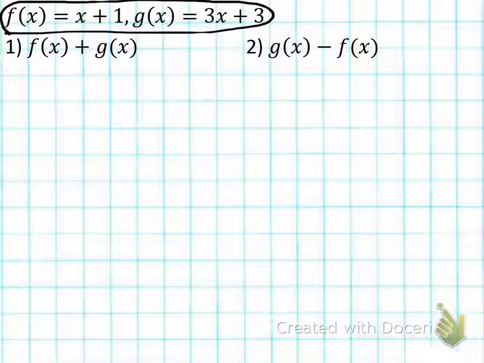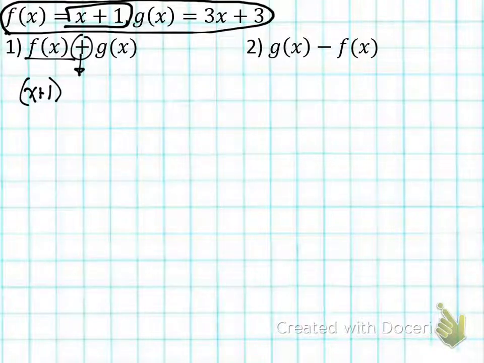Number 1 is asking, what happens if I add f of x plus g of x? What happens if I put them together? Well, what you do is you identify what you're doing, which is addition. And we said it's f of x, so I'm going to go to where it says f of x up here, and I'm going to copy down x plus 1 right underneath it into its own parentheses. And then I'm going to bring this plus sign down. Then it says g of x is next, so I go to g of x and copy 3x plus 3 down.